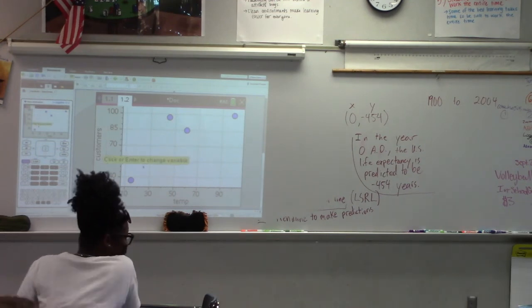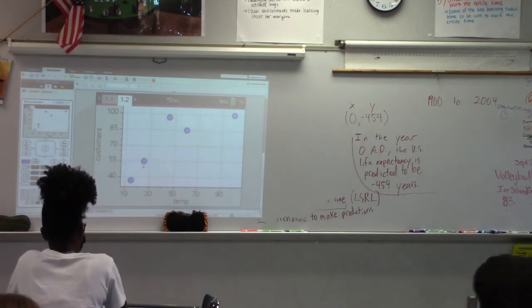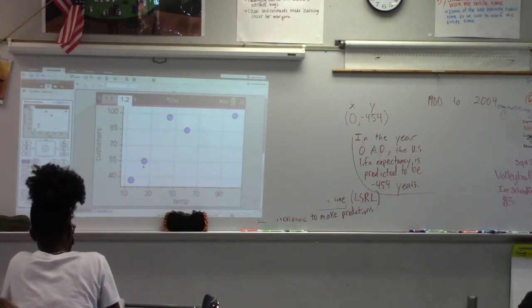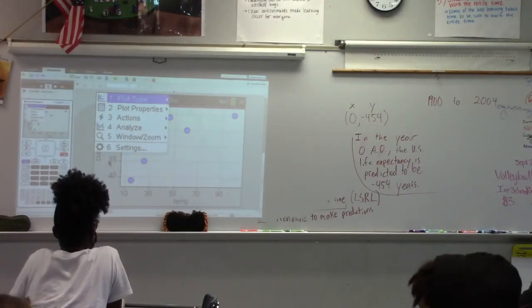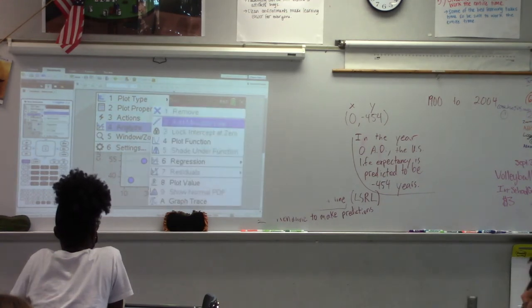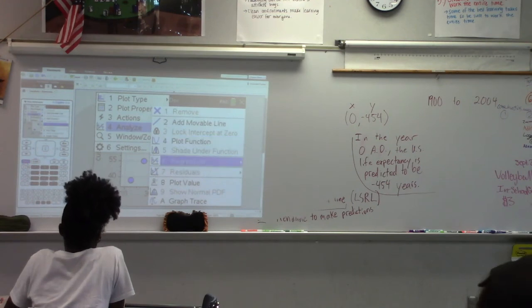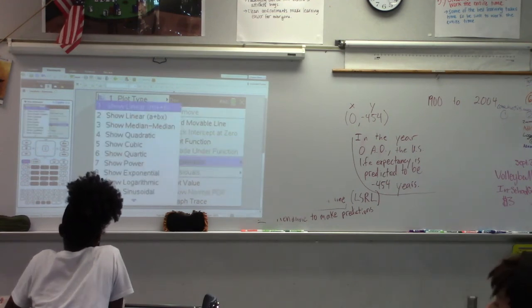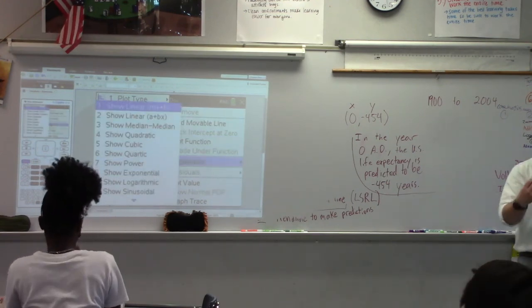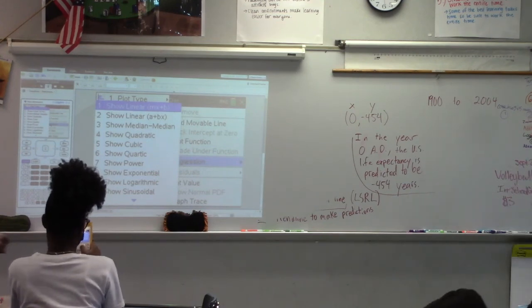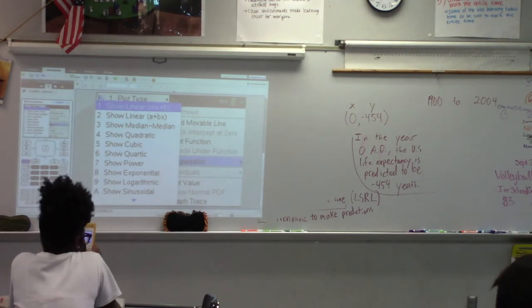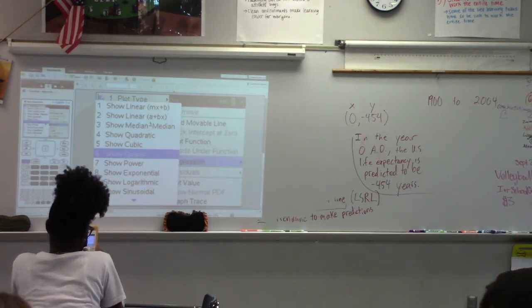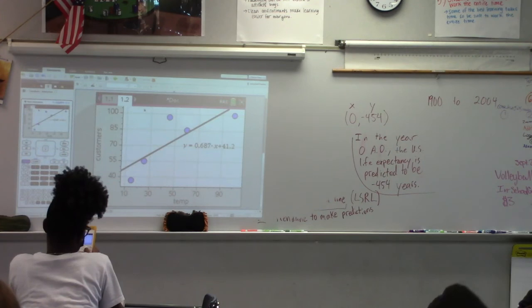what do I need to press to be able to get that least squares regression line? Menu, then analyze. Then I need to not add movable line, because the add movable line was to learn about minimizing the sum of squares. I want a regression. What regression do I want? I want to show a linear regression.